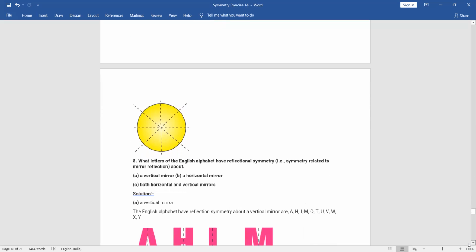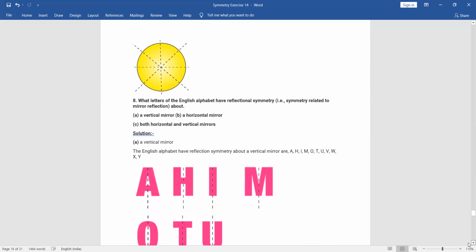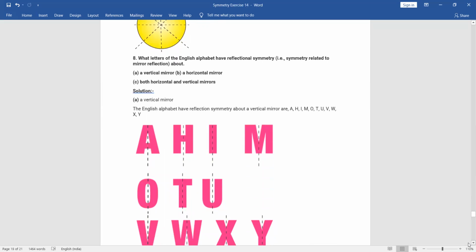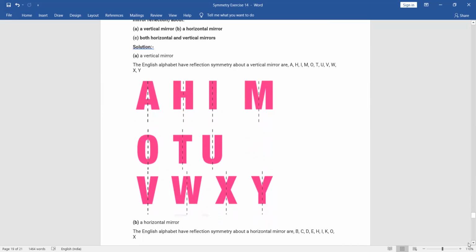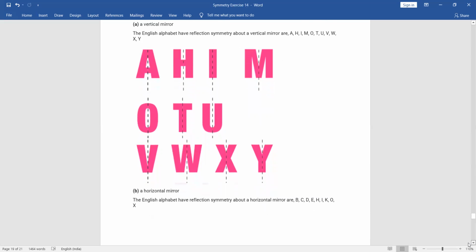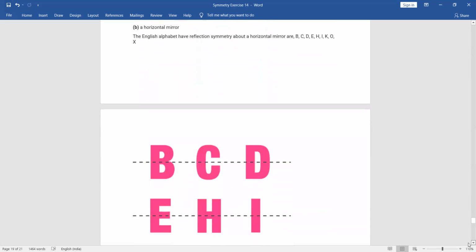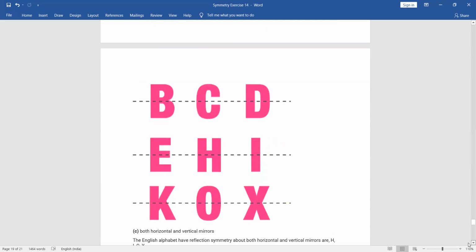Yes, next question, quite an interesting question. You have to tell, from the alphabet A to Z, which letters have a vertical line of symmetry, horizontal, or both. Okay, so just see all those diagrams. A, H, I, M, O, T, U, V, W, X, Y. Just see in all these, we have a vertical line of symmetry. Okay, then you can easily give the remaining ones, which have a horizontal line of symmetry.